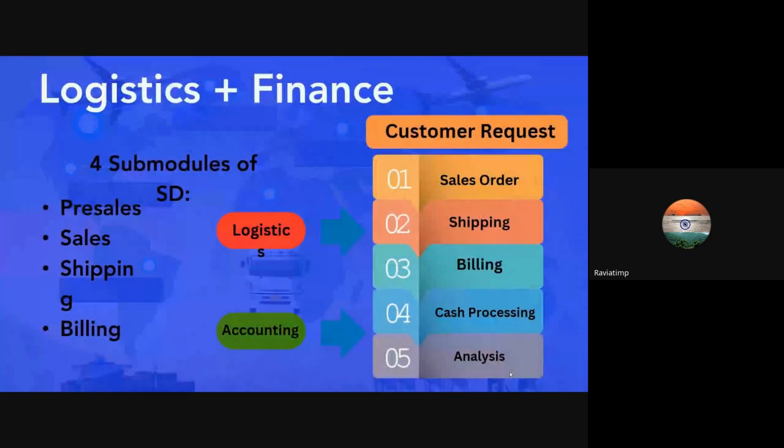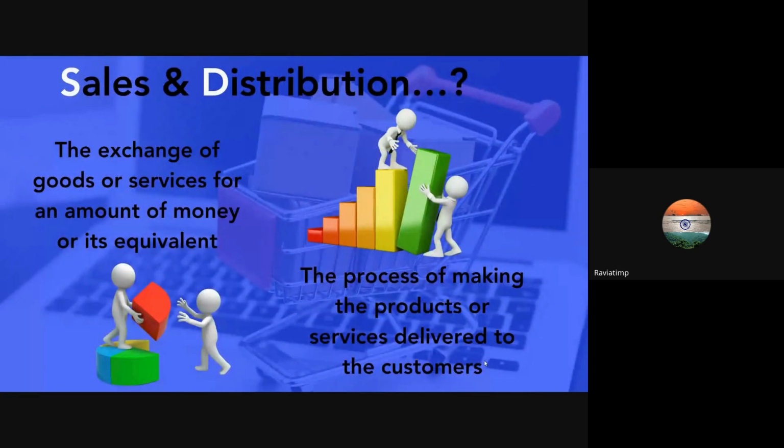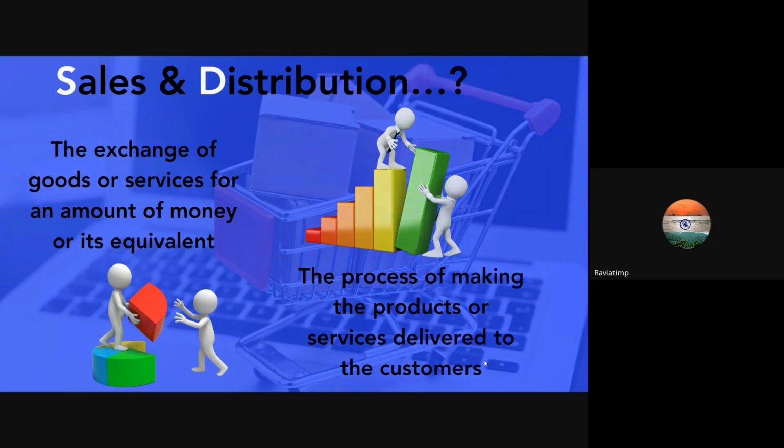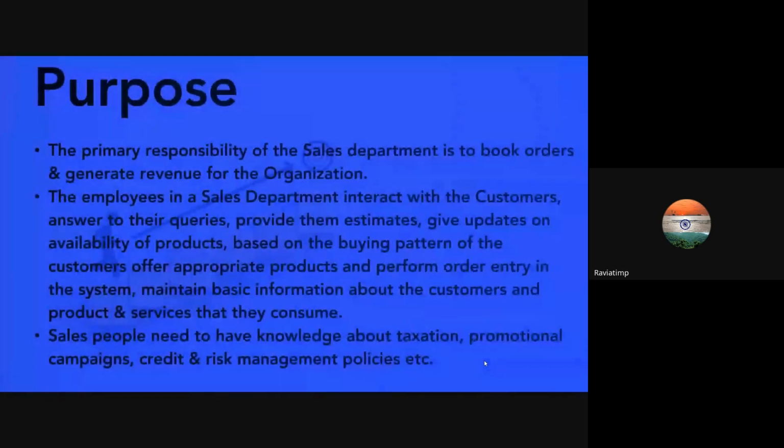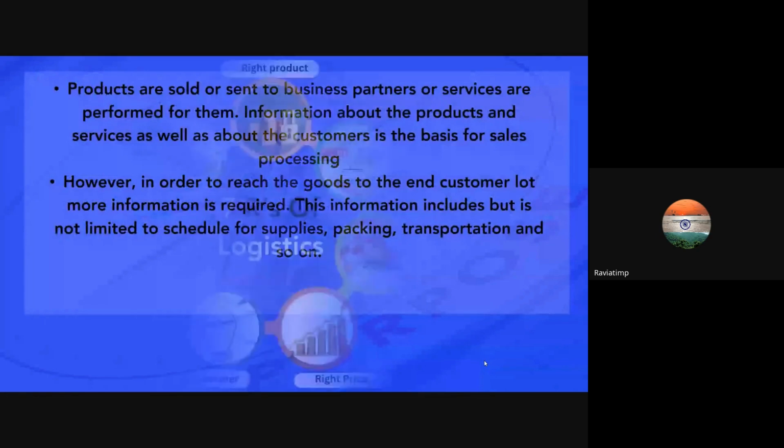The flow charts will be something like: when a customer requests, how the order is created, shipments, bills, cash processing, analysis. Any company like Amazon, Reliance, Tata, Audi, Honda, big companies with a presence in more than 100 countries, SAP is the only solution where you can go online. And the businesses are here.